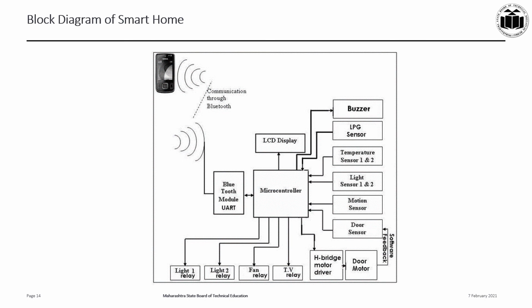LPG sensor will detect any gas leakage, and it will give that signal to the microcontroller. Microcontroller accordingly starts the buzzer and opens the windows. Similarly, motion sensor can also be programmed in such a way that as soon as we enter any room, the lights will be turned on. Motion sensor can also be used to detect any movement outside the home using a camera, and the camera will start recording when it senses the motion.